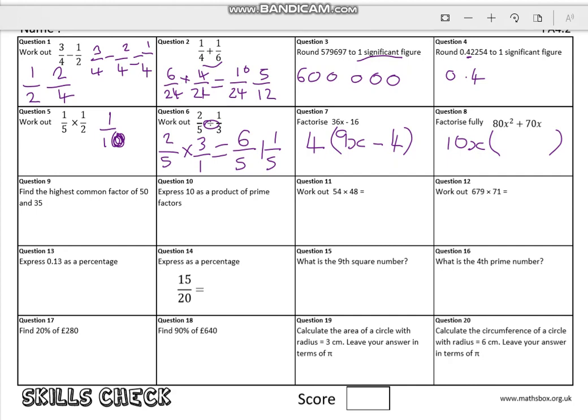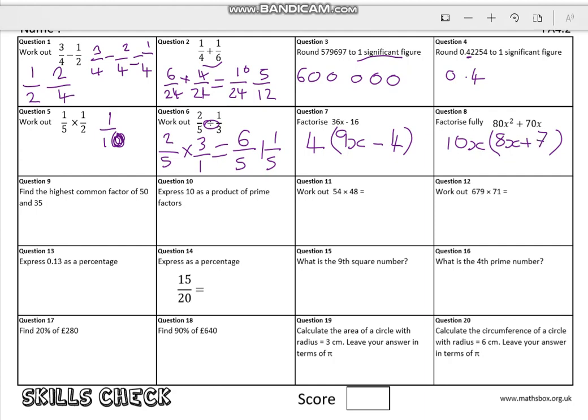So in order to get 80, we would have to times 10 by 8. And in order to get x squared, we would have to times that by x itself, because x times x would be x squared. Now, to get 70x from 10x, we would obviously need to times it by 7. Okay, so we would put 7 there.